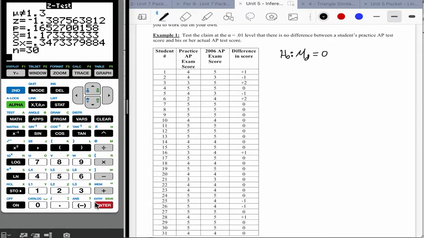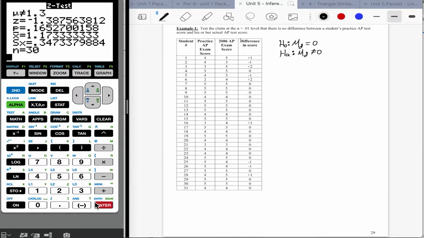They're saying, test the claim that there is no difference, that the teacher didn't really do such a hot job of preparing the students for the exam, or maybe the student didn't do the work. It could be some mixture of the two things. But alternatively, all I could say is that the mean difference is not equal to 0. So this would be the raw data that I would be working with. We don't know the population standard deviation, so this would be a t distribution.